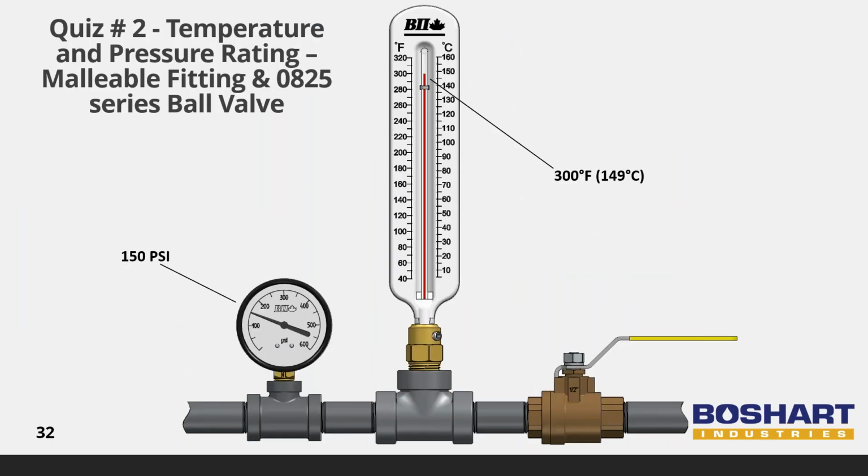For the final quiz, here is an example of an application that runs at 150 psi non-shock at an operating temperature of 300 degrees Fahrenheit, 149 degrees Celsius. Can a class 150 fitting and a Boschart series 0825 no lead ball valve be used? Let's take a look at both the malleable and ball valve chart to get the answer.